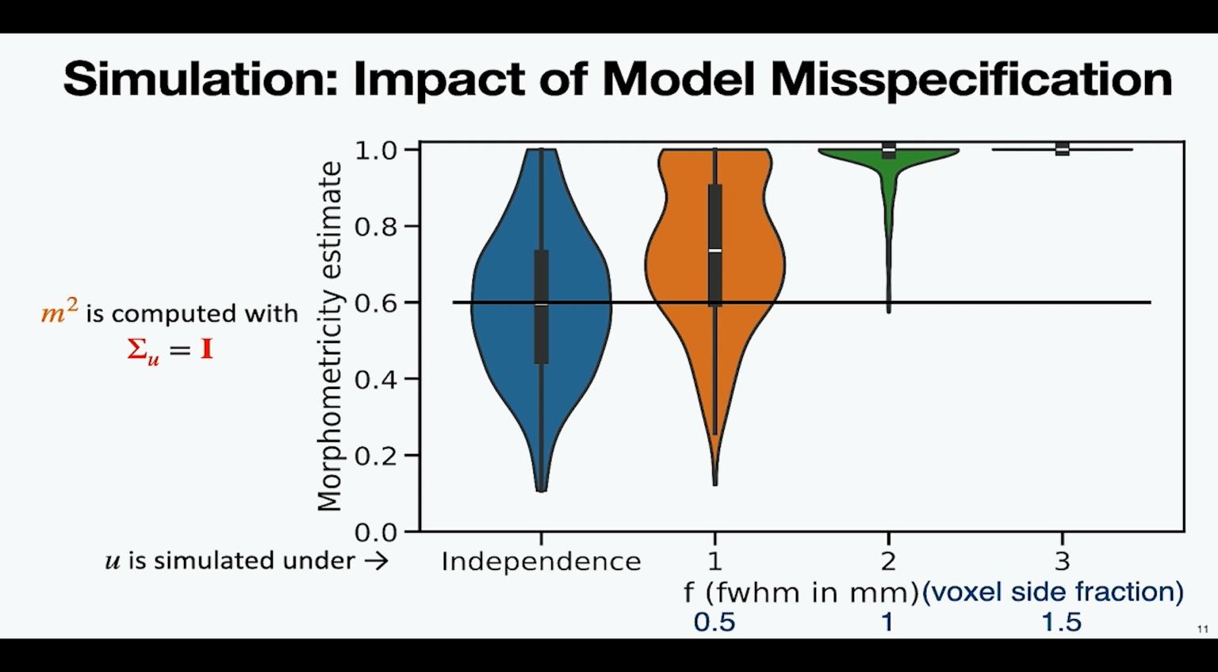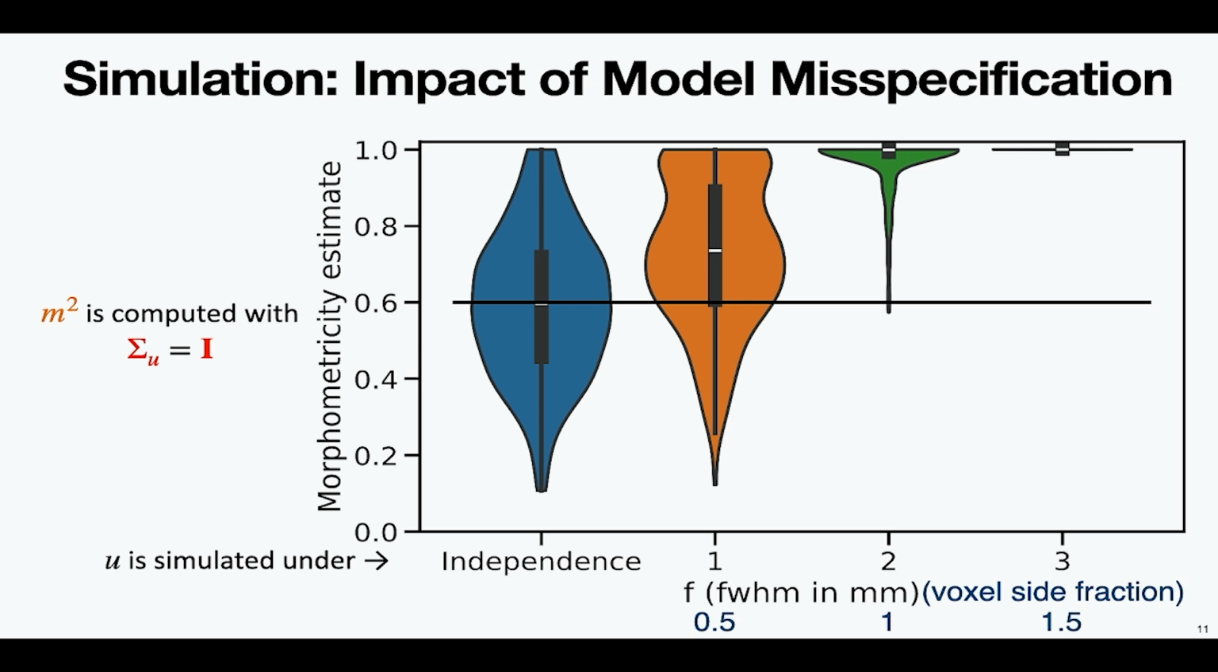So here, the smoothness parameter is the full width at half maximum in millimeters, and the side of one voxel in our data is 2 millimeters. So 2 millimeters of smoothness is very, very small, and already we have a huge bias. And here, these are violin plots, so we see the repartition of results.